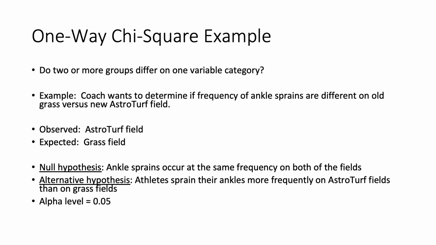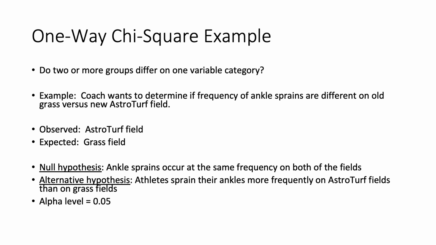We'll use an example of performing a one-way chi-square test. You would perform this nonparametric test to see if two or more groups differ on one variable category. So let's say a coach wants to determine if the frequency of ankle sprains is different on a grass field versus an astroturf field. First, you would gather data on the number of ankle sprains on the athletes over the past 2 years: 1 year using the grass field and the other year using the astroturf field. We can then develop the null hypothesis, which would state that ankle sprains occur at the same frequency on both of the fields, while the alternative hypothesis would state that athletes sprain their ankles more frequently on the astroturf field than on the grass field.